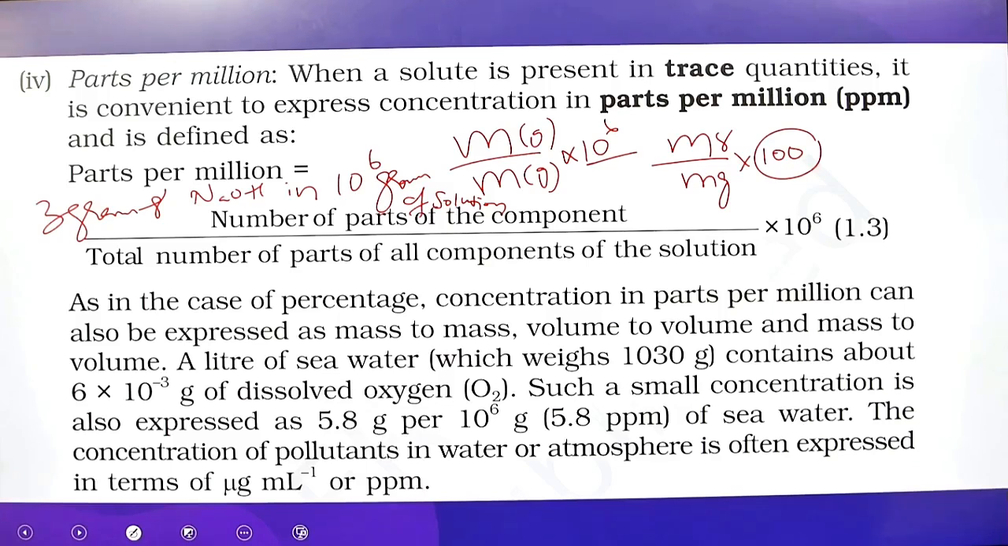Parts per millionல 3 grams என்ன இருக்கு? அந்த solute இருக்கு. Percentage போடும்போது என்ன பண்ணீங்க? 10 grams of solute divided by 100 into 100. 100 cancel ஆகி 10 grams என்னாச்சு? Percentage ஆச்சு. கரெக்டா? இப்போ 3 என்னாச்சு? 10 power 6 போட்டதால ppm ஆச்சு.